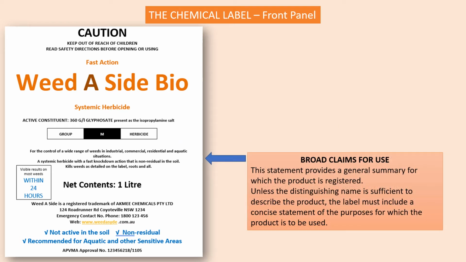The broad claims for use provide a statement which is a general summary of what the product is registered for. Unless the distinguishing name is sufficient to describe the product, the label must include a concise statement of the purposes for which the product is to be used.